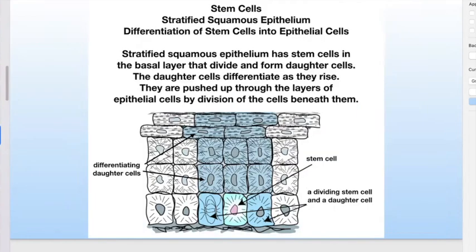Stratified squamous epithelium has stem cells in the basal layer that divide and form daughter cells. The daughter cells differentiate as they rise.